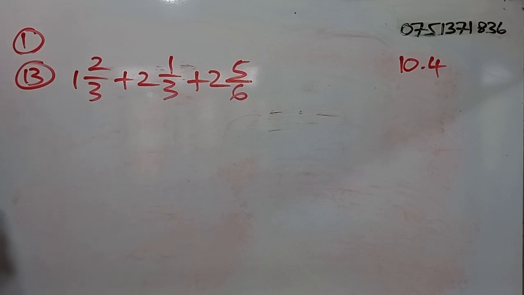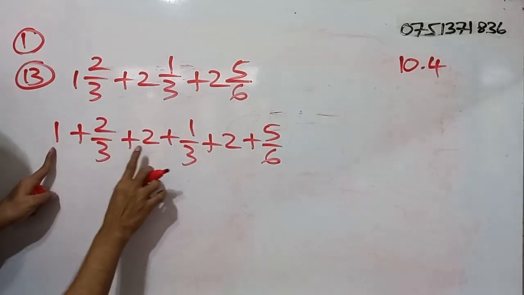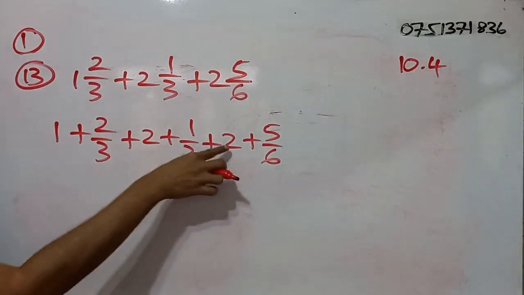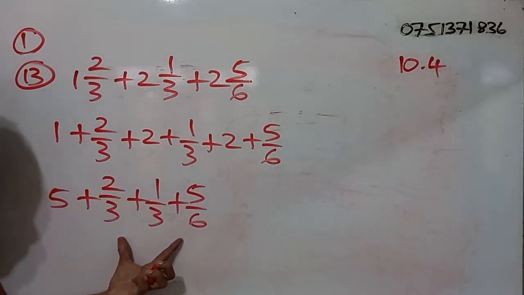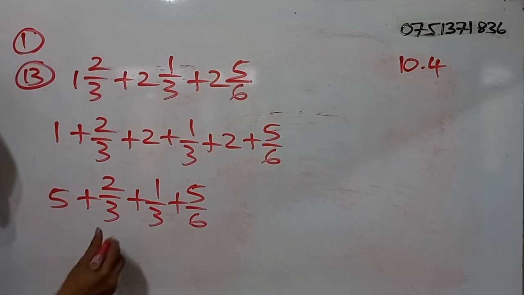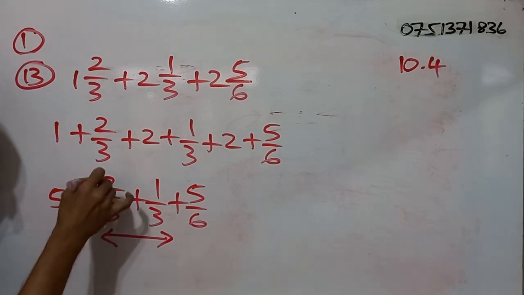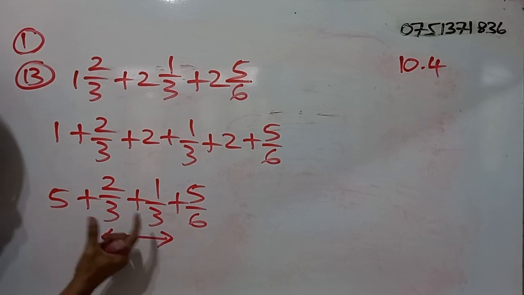Question number 13. So we will rewrite these three fractions. So now I can add these whole numbers. So 1 plus 2, it will be 3. 3 plus 2, it will be 5. So now we have three fractions. So here what do we have? 2 by 3 plus 1 by 3. That means what? Again entire 1.